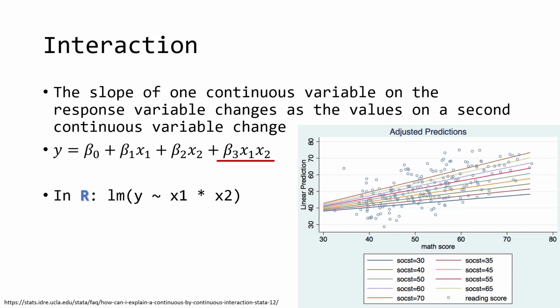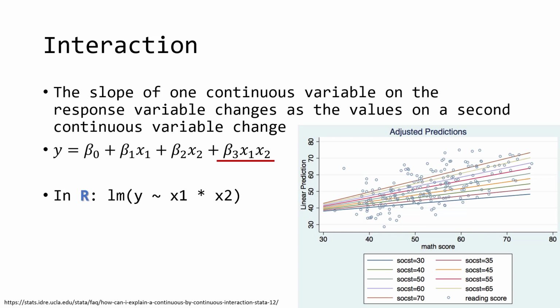In R, when you use formula notation for your model, using the star symbol for your predictors will build the model structure shown above. It will estimate the coefficients for x1, x2, and the product of x1 and x2. If you only want the product of the two, then use the colon symbol between them.